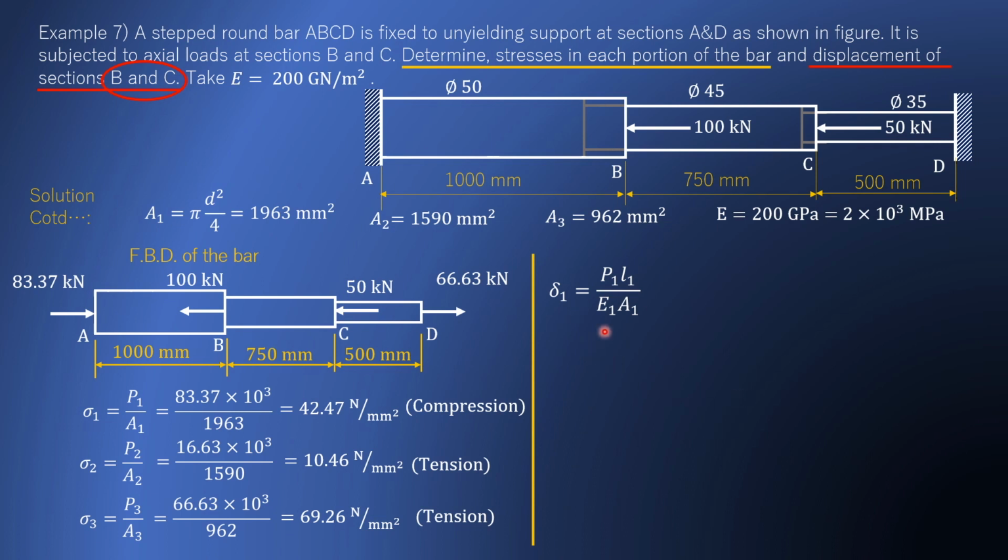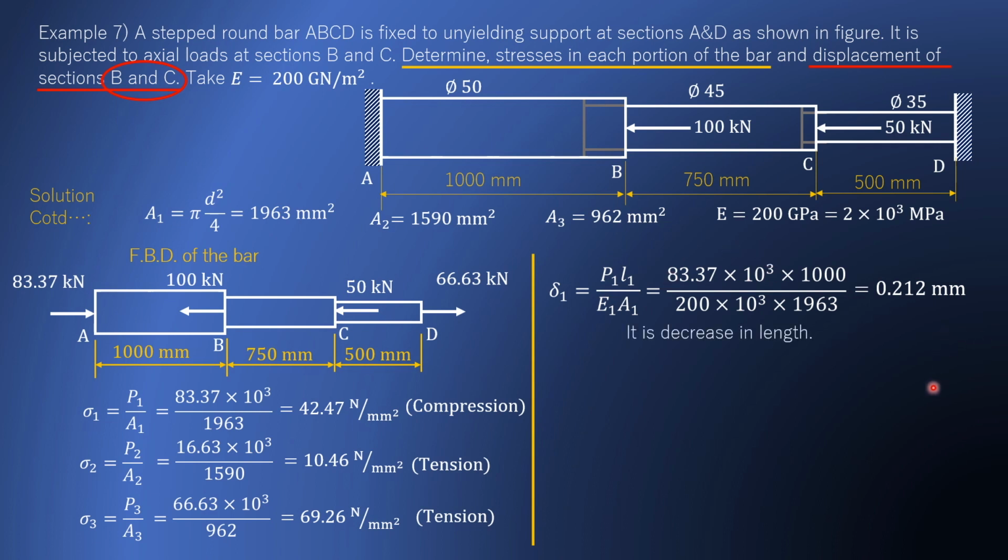Now delta 1 is P1 L1 upon E1 A1. Simply find compression of this portion and you will get the displacement of point B. So put the values as usual. This is how you have found out deformation. Since P is a compressive load, it is a decrease in length. Therefore, displacement of section B is leftwards.